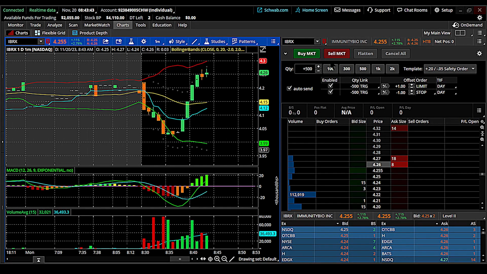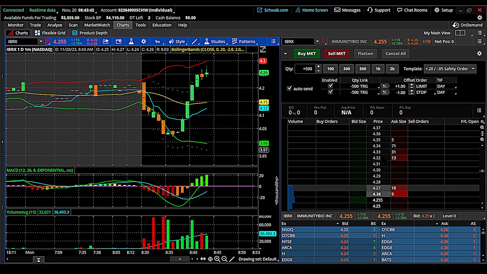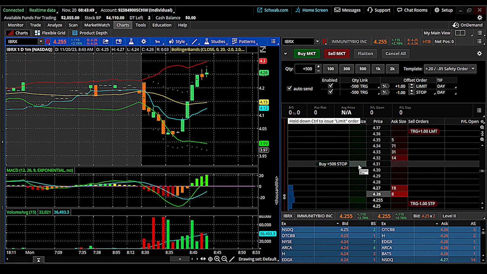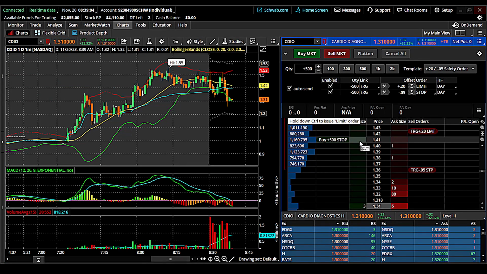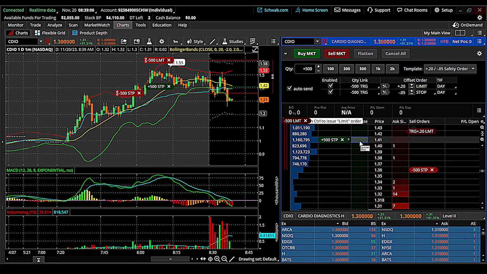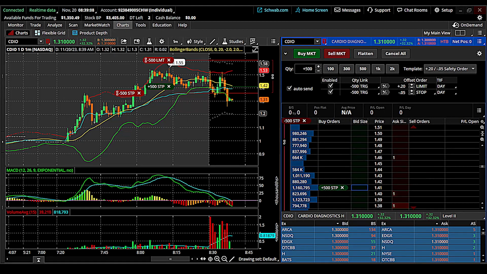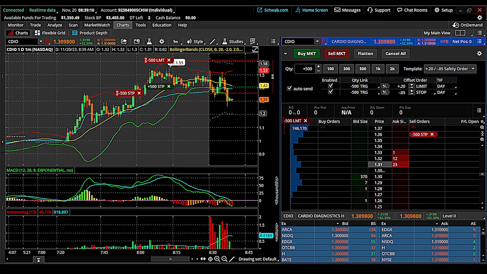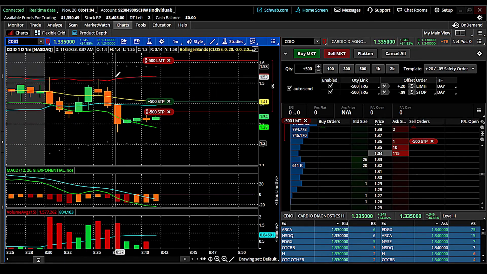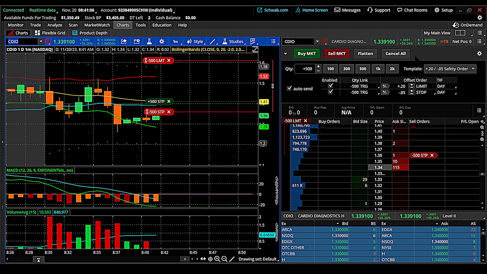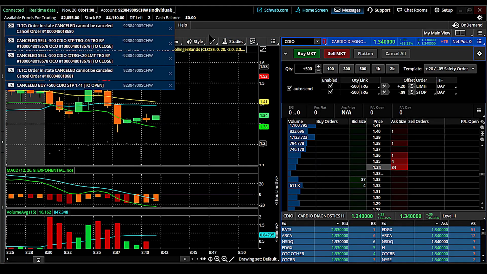IBRX had a special spot in my heart, but at $4.15 it was just too expensive, and it was the first in my watch list to get cut. CDIO was looking really good, and I kept coming back to the chart throughout my scans. I even initially placed a trade for 500 shares. However, it didn't have the momentum I was looking for, and I ended up canceling out.